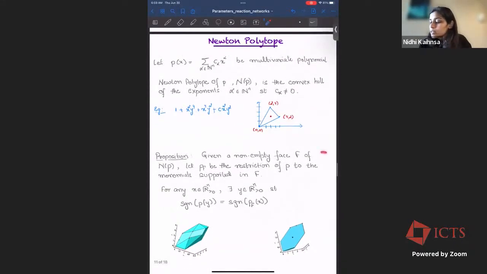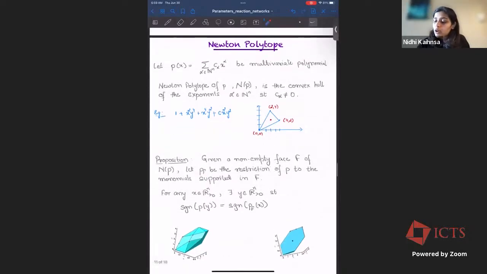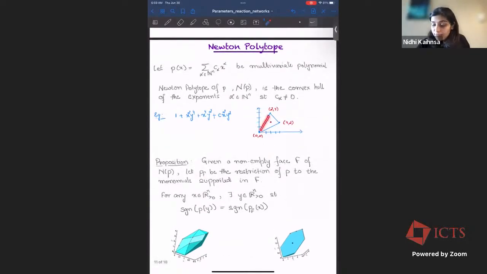Right? So that's what this proposition says. Given a non-empty face of the Newton polytope of polynomial P, Pf is the restriction of polynomial P to the monomials supported on that face F. If the restricted polynomial attains a negative value, then we can find a point such that the entire polynomial attains a negative value.